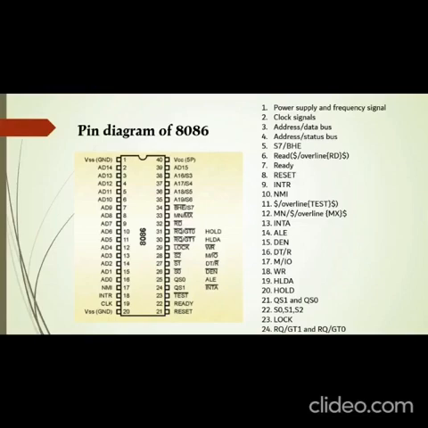During the first clock cycle, it carries the 4-bit address and later it carries the status signal bus S7. BHE stands for bus high enable. It is available at pin 34 and is used to indicate the transfer of data using data bus D8 to D15. RD, the read signal, is available at pin 32 and is used for the read operation.